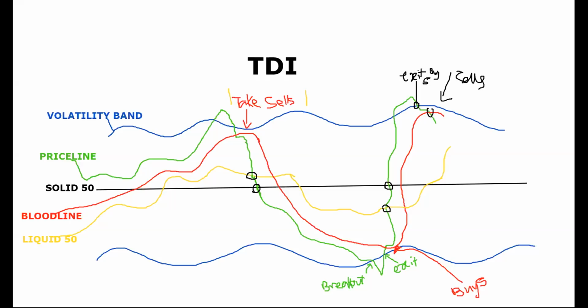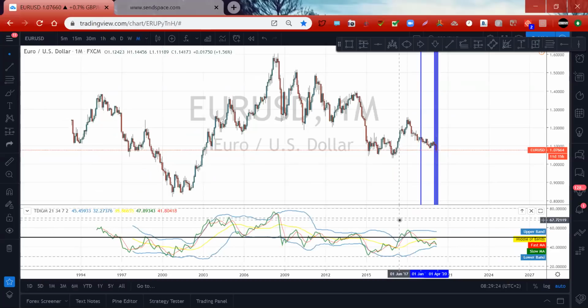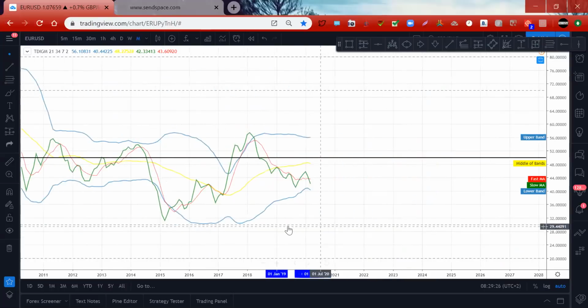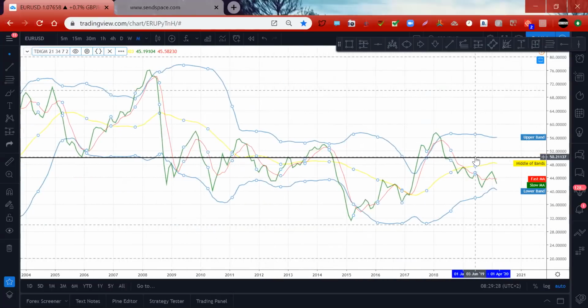Let's go straight to our chart. Let's see if we can understand this. Okay. So let me show you this. This is volatility band. You can see the black line there. That's solid 50. This blue here is known as what? My volatility band. This is how you add it. This is my TDI. It's simple.